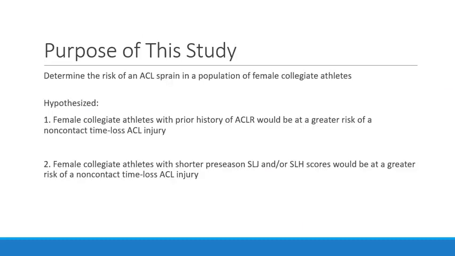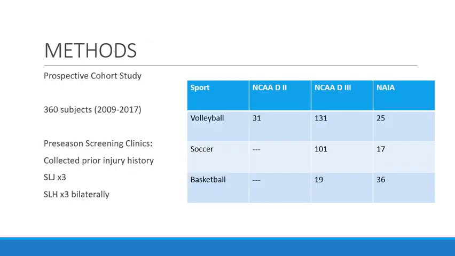So the purpose of this study is to determine the risks of ACL sprain in a population of female collegiate athletes, and we hypothesized that female collegiate athletes with prior history of ACLR would be at a greater risk for a non-contact time loss ACL injury, and we hypothesized that female collegiate athletes with shorter preseason standing long jump and or single leg hop scores would be at a greater risk of a non-contact time loss ACL injury.